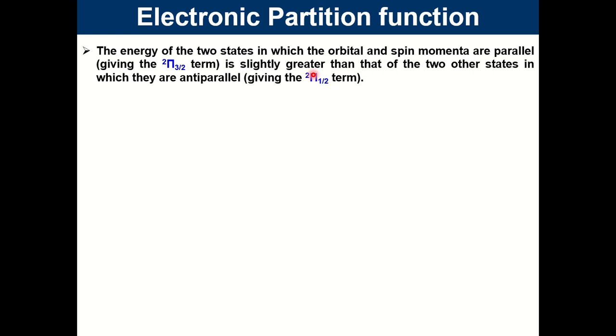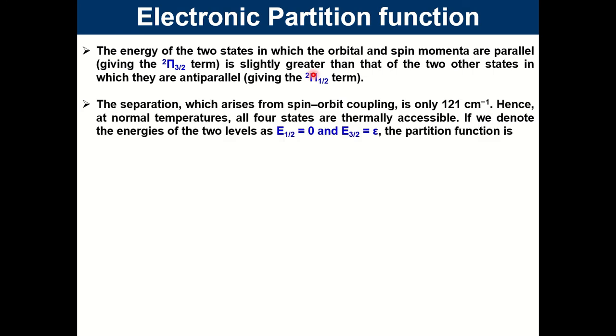So we have a slightly higher energy level, the upper one that we have discussed, and the lower one, denoted by 2 pi 3 by 2 and 2 pi half terms as denoted here. This is the multiplicity, and this is the angular momentum that we are talking about, 3 by 2. The separation, which arises from spin orbit coupling, is only 121 cm inverse. So at normal temperature all 4 states are thermally accessible.